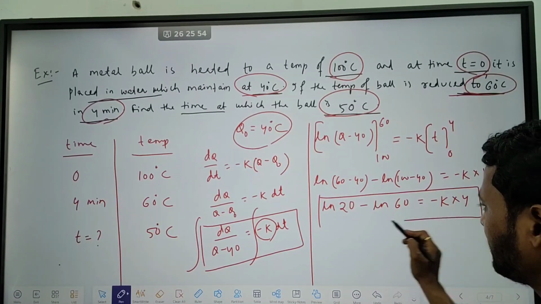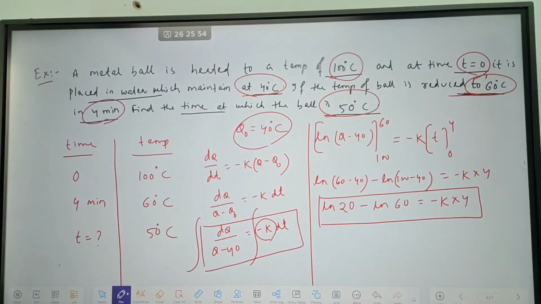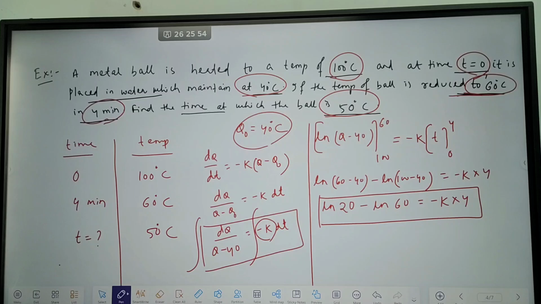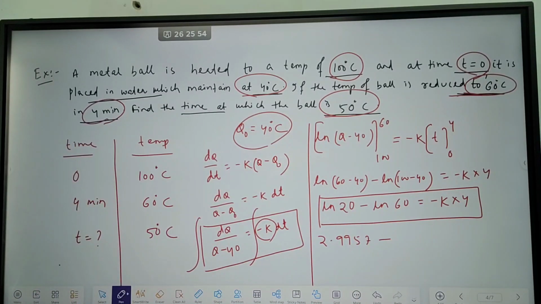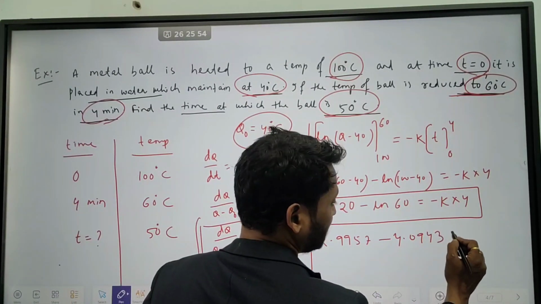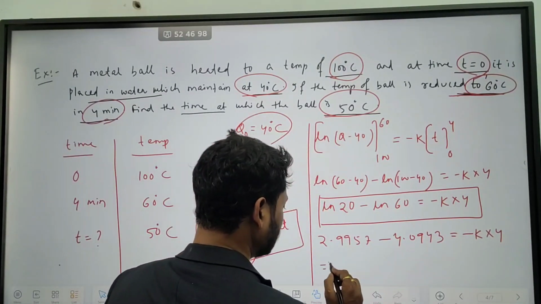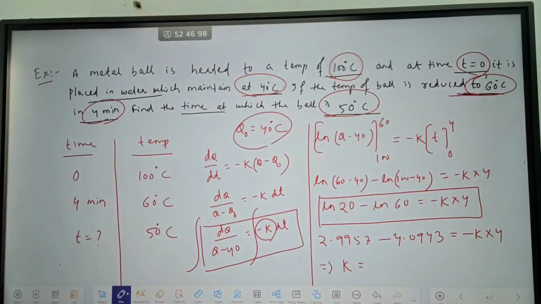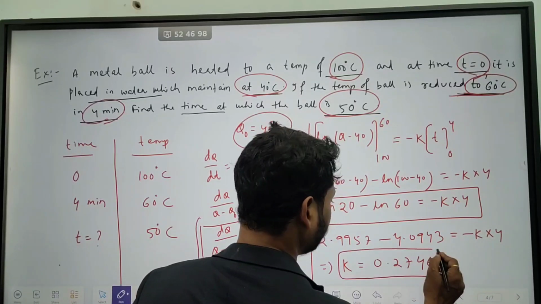Now you can get the answer by using a calculator. What is the value of ln 20? Okay, let me use the calculator. ln 20 is coming 2.9957. 2.9957 minus ln 60, which is 4.0943. You can cross-check by using a calculator. Equal to -k into 4. So from this you can get the value of k. I have already solved that question. k is coming 0.2746. It is k.